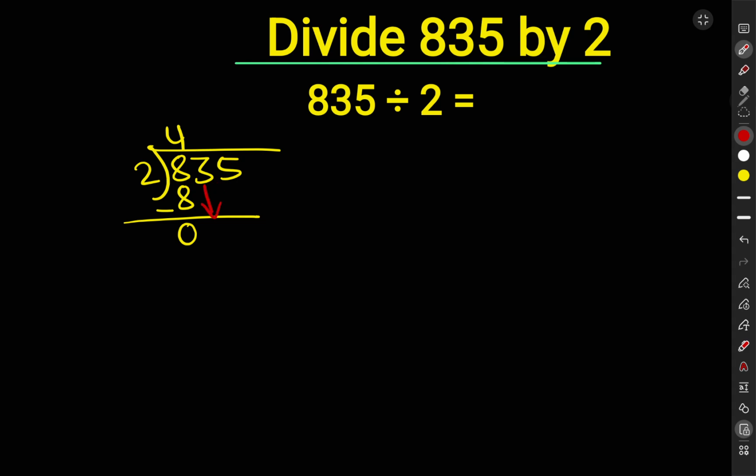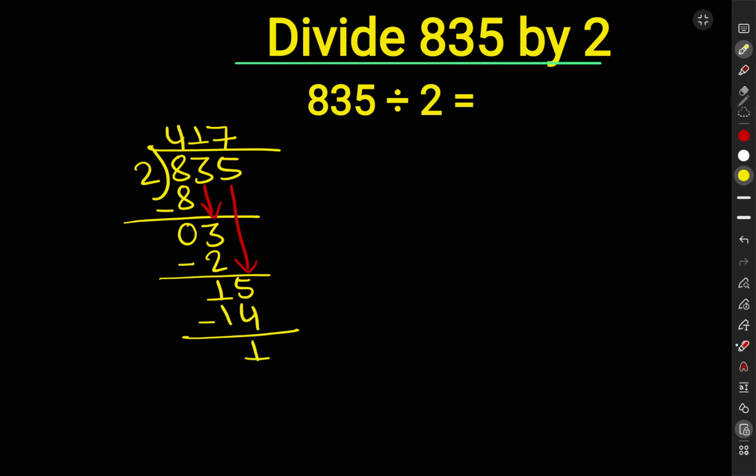So now we put down these 3 and 2 times 1 is 2. On subtracting we get 1. So again we put down this 5 and it is 15. So 2 times 7 is 14. On subtracting we get 1.